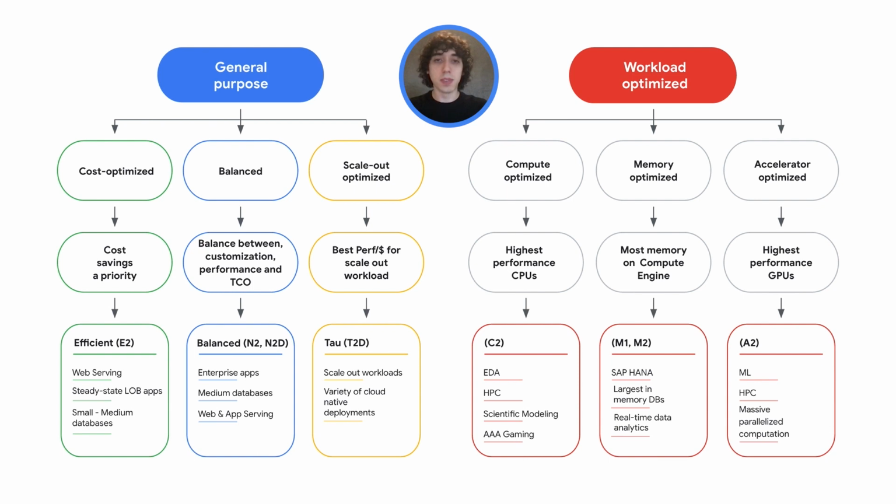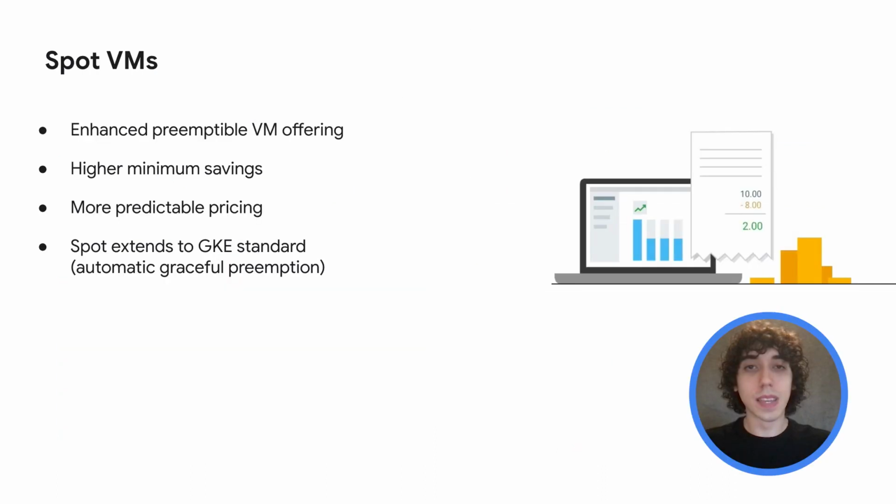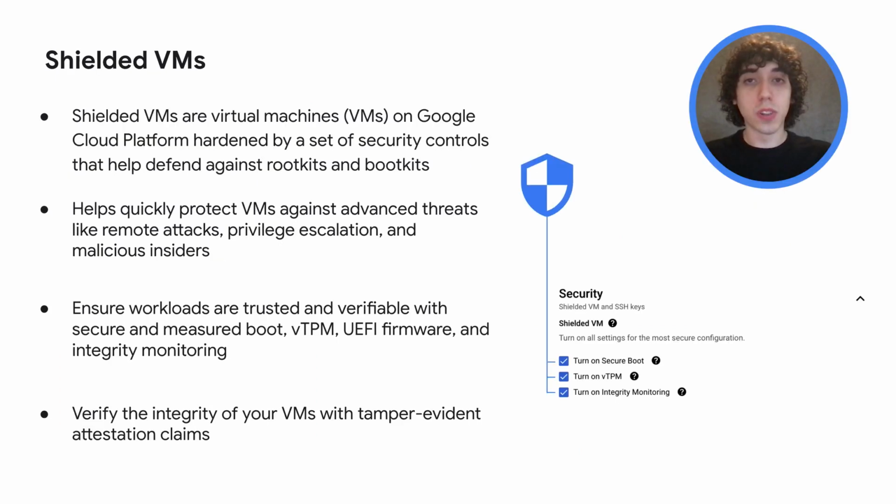Workload optimized VMs include compute, memory, and accelerator optimized options for your most demanding applications such as SAP HANA and high performance computing. You can achieve even greater savings through taking advantage of spot VMs. Spot VMs are affordable compute instances suitable for batch jobs and fault-tolerant workloads. Google Cloud Spot VMs guarantee higher minimum savings and more predictability in pricing for spot instances compared to other cloud providers. Let's talk security. Google Cloud and Compute Engine are designed to be secure by default.